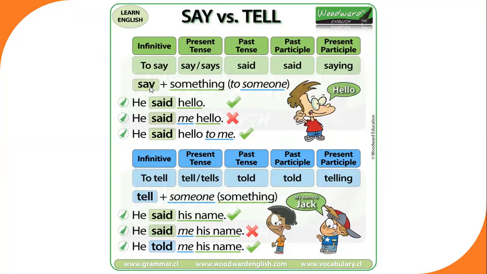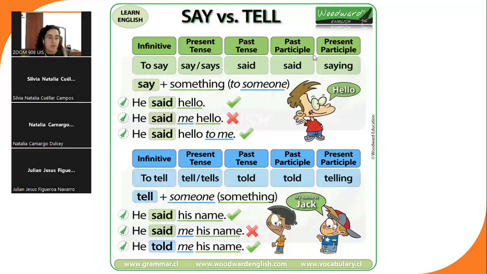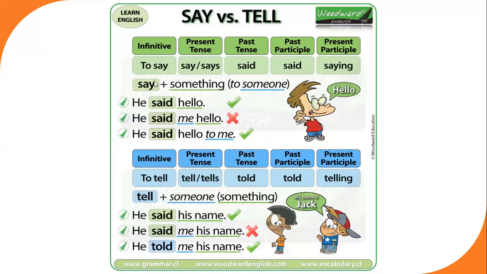So when we have say, we always say something. Decimos algo a alguien. Pay attention to the structure. He said hello. Él dijo hola. Entonces, esto es un algo, ¿no? He said hello. He said me hello. This is incorrect, right? This can never happen. And I hear this sometimes in other classes that I have. You say me something. No, this is incorrect. We cannot use say in this way. We say something to someone. Decimos algo a alguien, okay?